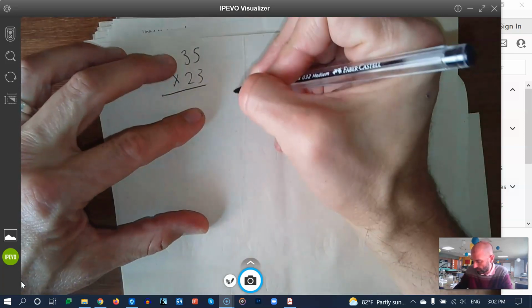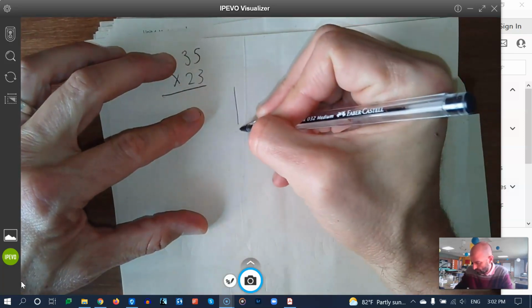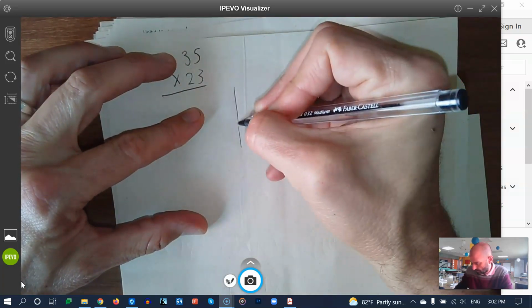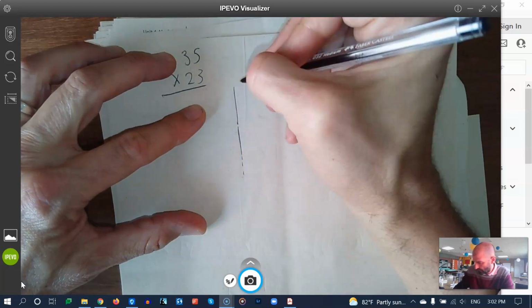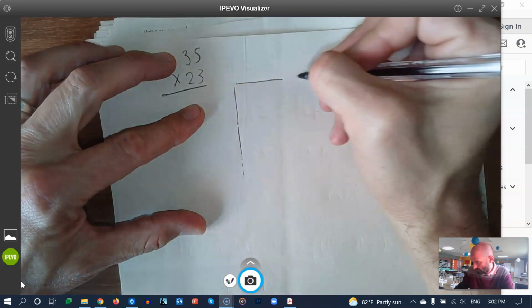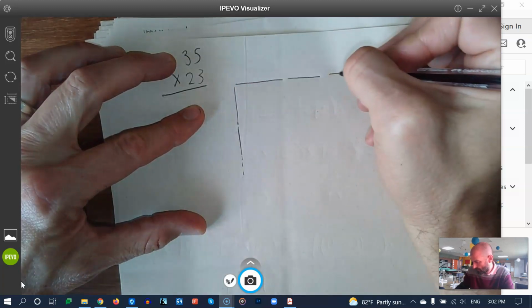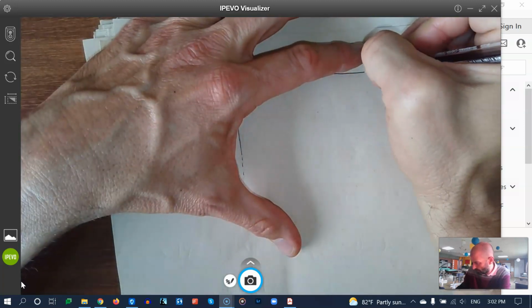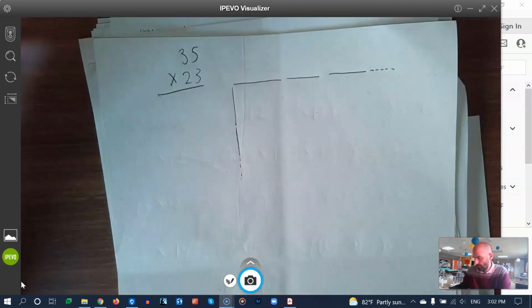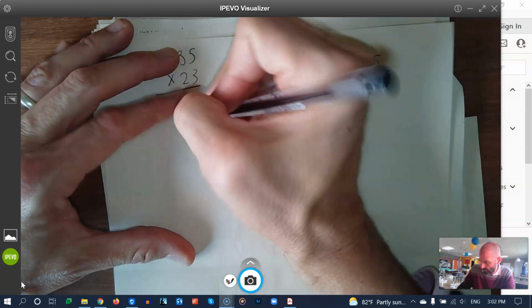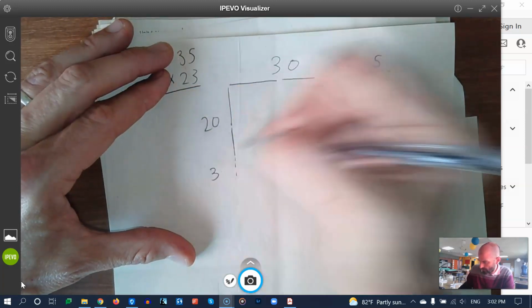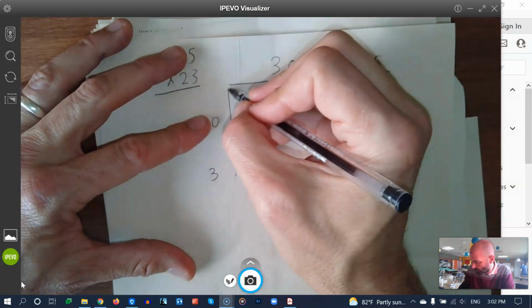First I want to draw my 23, and then my 35. So that's the first thing I do. I've split it up into 30 and 5, 20 and 3. And now I want to draw my rectangle.